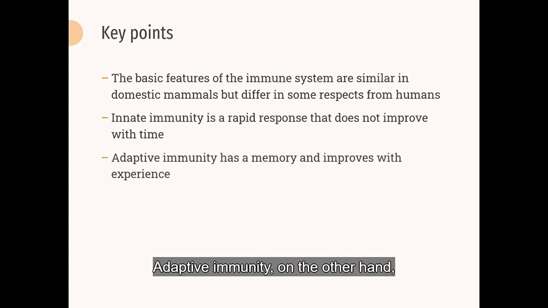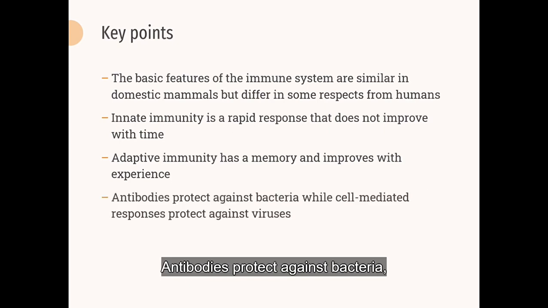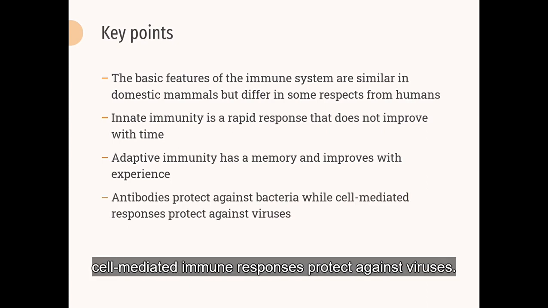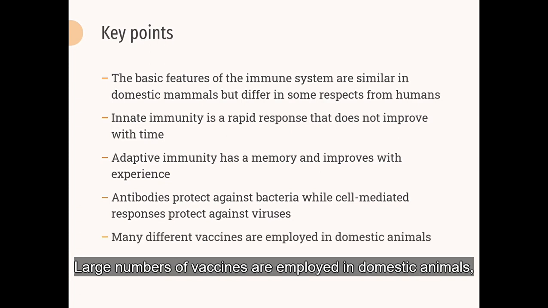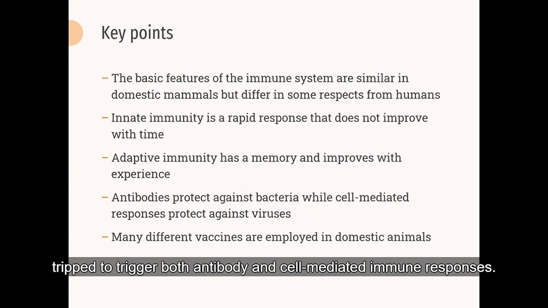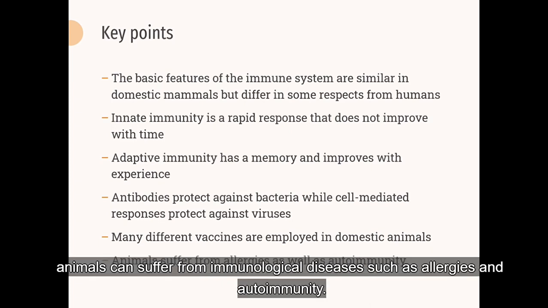Adaptive immunity, on the other hand, has a memory and improves with experience. So, in fact, this is the basis of vaccination. Antibodies protect against bacteria. Cell-mediated immune responses protect against viruses. Large numbers of vaccines are employed in domestic animals to trigger both antibody and cell-mediated immune responses. And just as in humans, animals can suffer from immunological diseases such as allergies and autoimmunity.